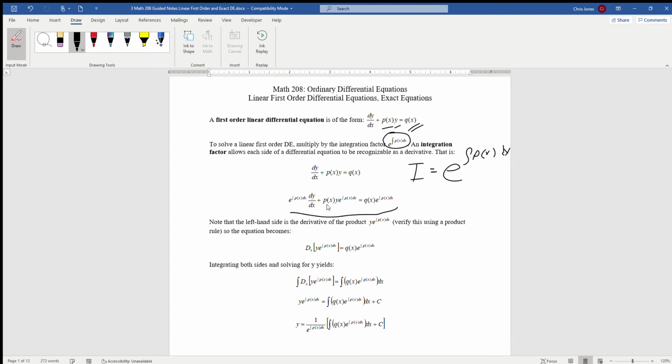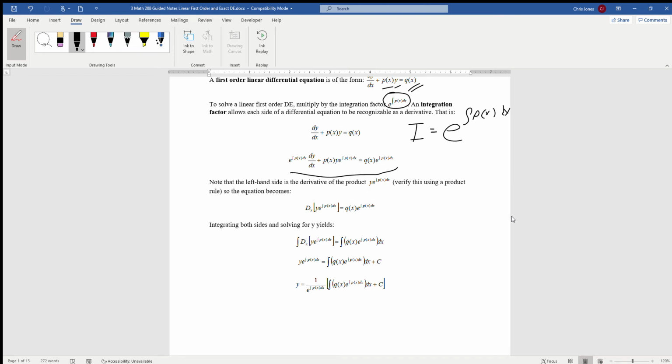this horrific looking expression. And one might be wondering, well, why would we do that? Because now it looks much worse than when we started. However, right here, what I put in the box, that's actually the result of a product rule. And so what we could do is we could go backwards from the product rule, all right?